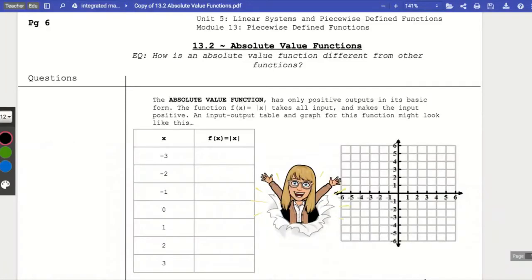about piecewise functions. Now we're going to dive into absolute value functions. And I personally find absolute value functions a little bit easier. So let's go ahead and jump in.